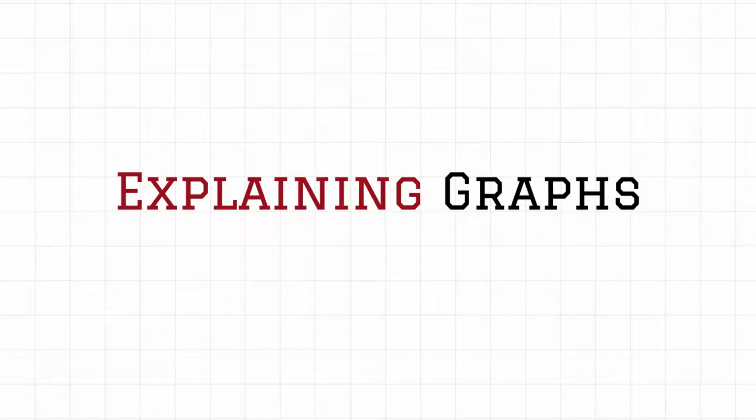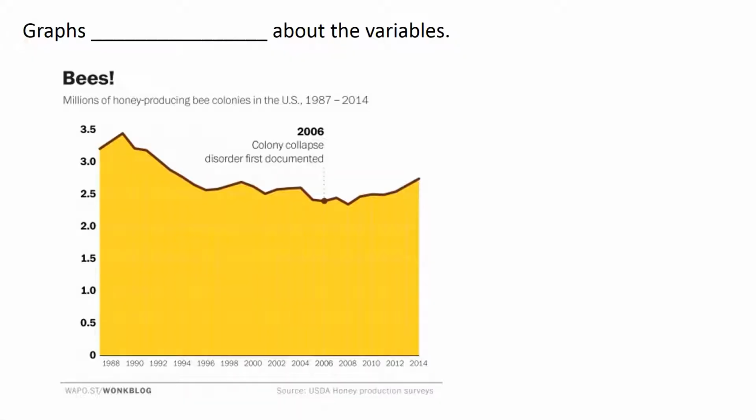At this point, we have a lot of vocabulary and tools for describing graphs. And now we're at the point where I think we're ready to start explaining the stories that graphs are telling. So let's start there. Graphs tell stories about variables. So for example, this graph below, it's telling a story about bees over time. And this graph is showing you that the population of bees had a sharp decline in the 1990s and then sort of steadied off in the 2000s.